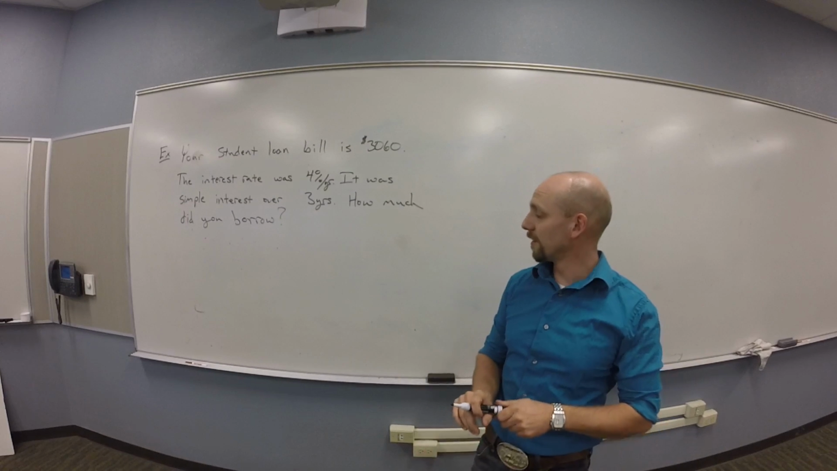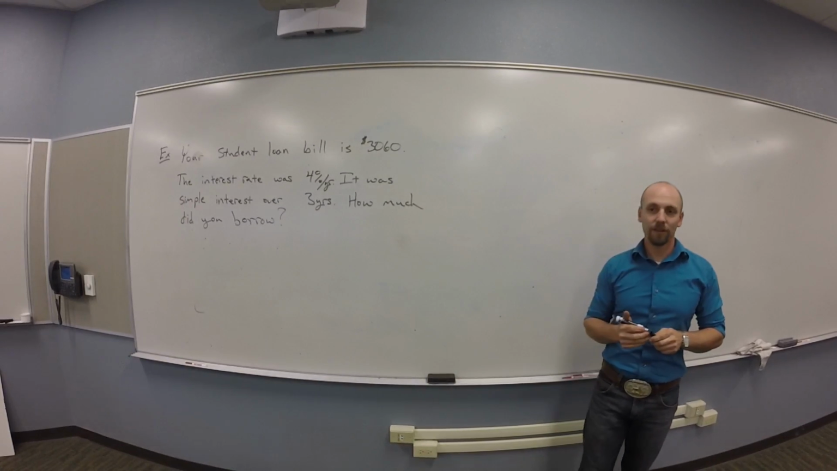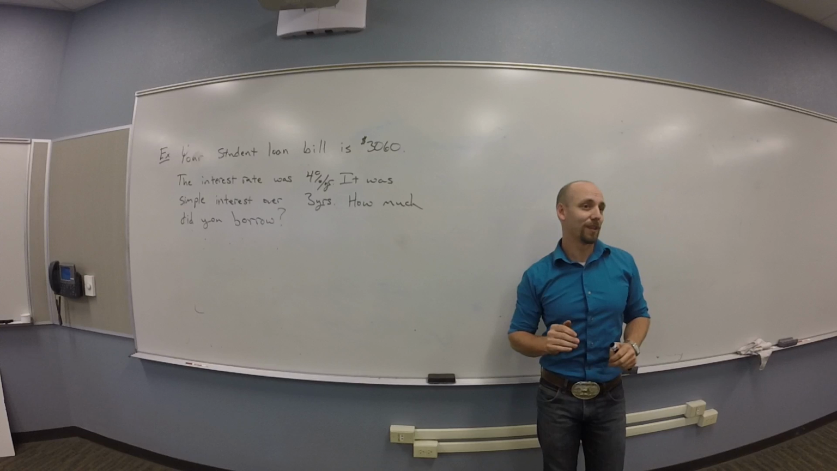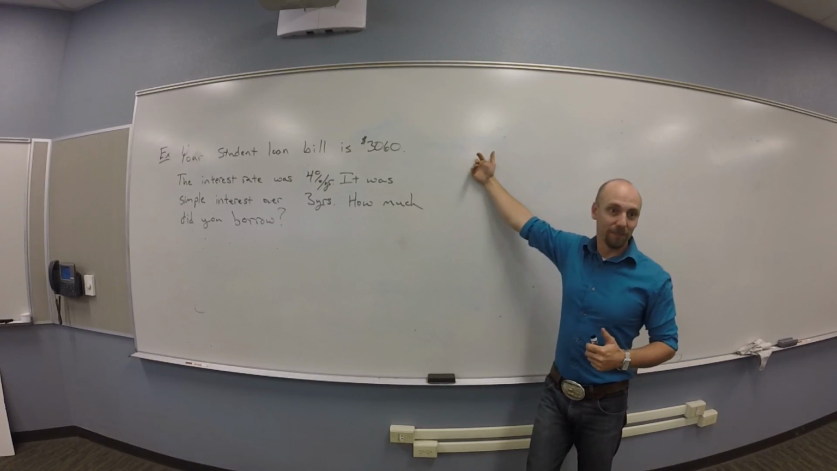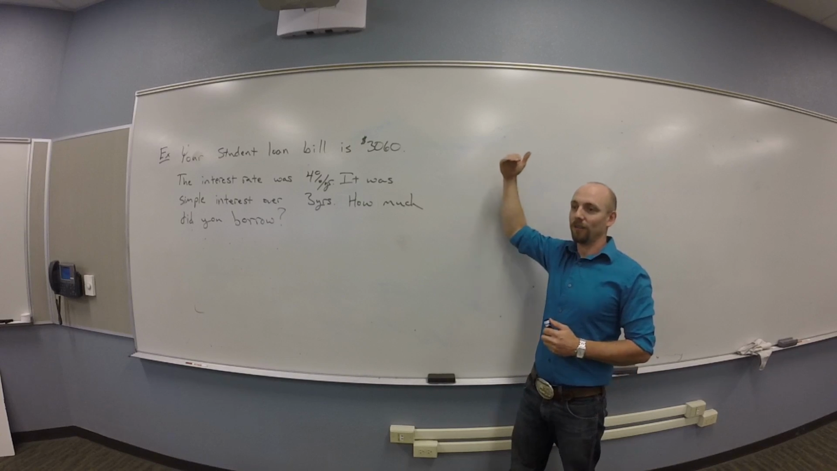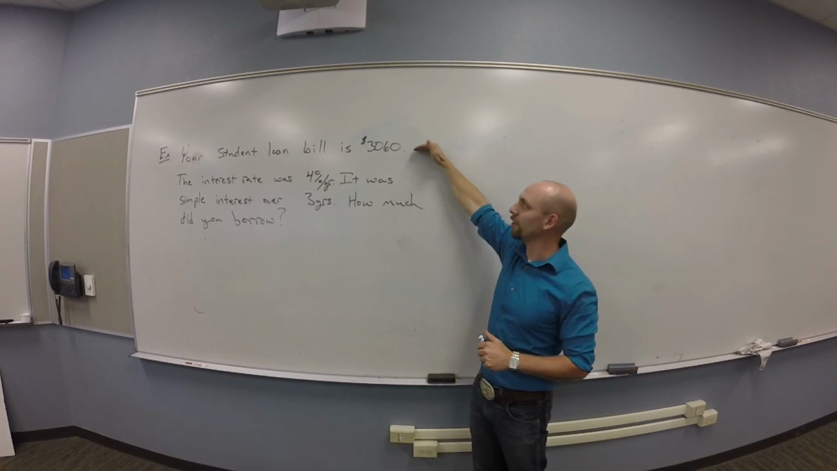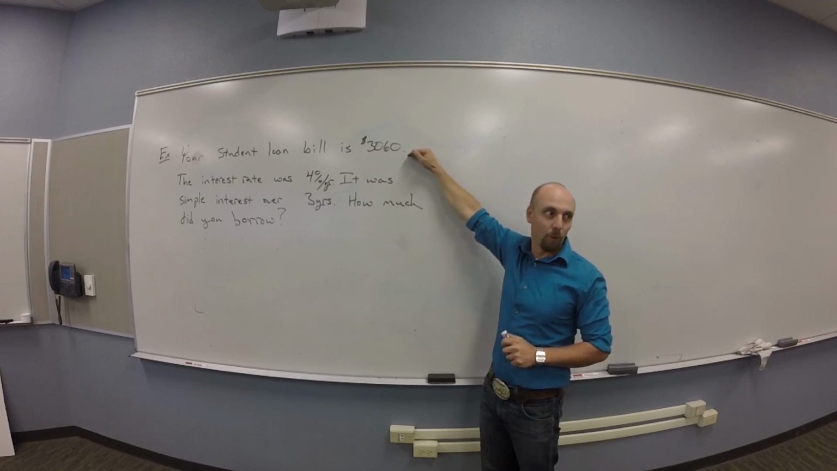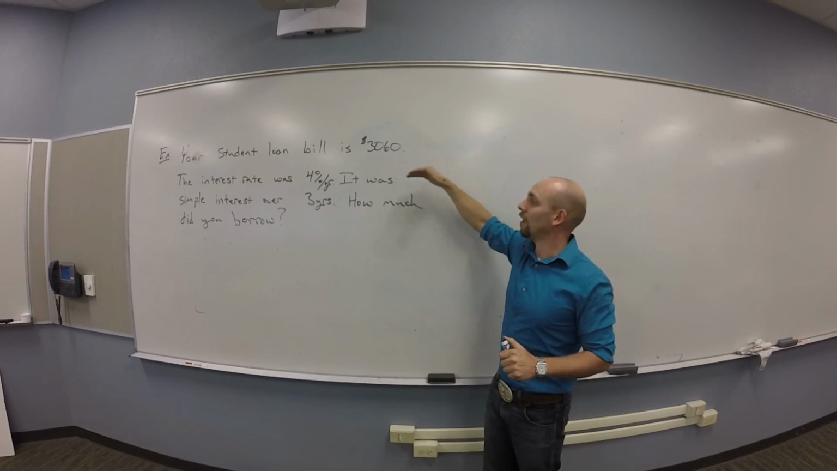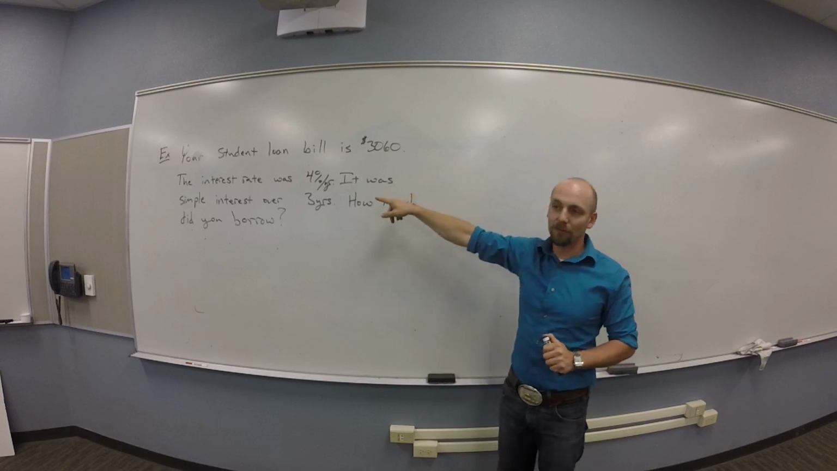All right, here's another example. So this happens. People forget how much money they borrow. So I'm just double checking the bank's work, basically, right? They sent me a bill that said my student loan debt is $3,060 for one of my loans. The interest rate was 4% per year.